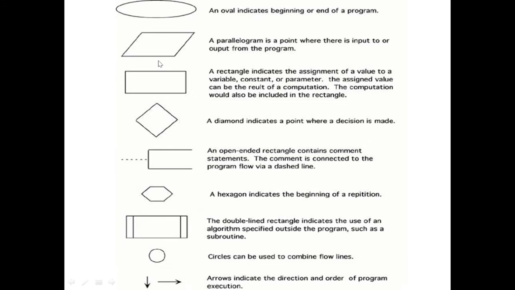Okay, so let's go to the formal meaning. A parallelogram is a point where there is input to and output from the code. So it is used only for dealing with input and output. Either you are reading from a file or console, or writing to a file or a console, or anything else to do with input and output, it must always be enclosed in a parallelogram-shaped block while using flowcharts.